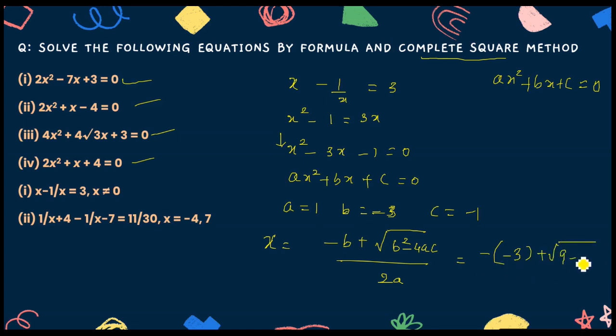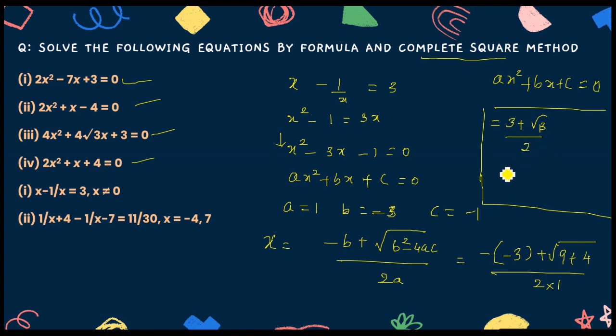Then this will be b square. B square will be minus 3 square, which will be 9. 4ac, 4 into 1 into minus 1. So this will become 9 plus 4. 2 into 1. So further simplifying this, what will we get? 3 plus root 13 divided by 2, with plus or minus there. So we are going to get two roots. One is 3 plus root 13 by 2. And one more will be 3 minus root 13 by 2. So one for plus, one for minus. That's the end of this question.